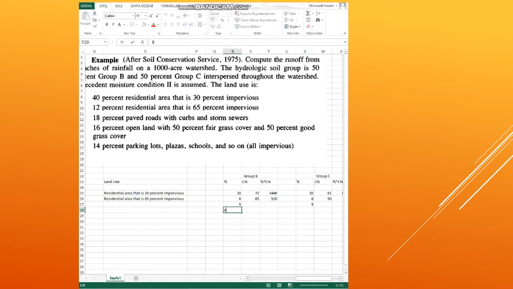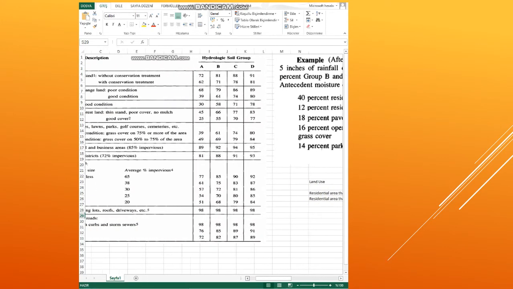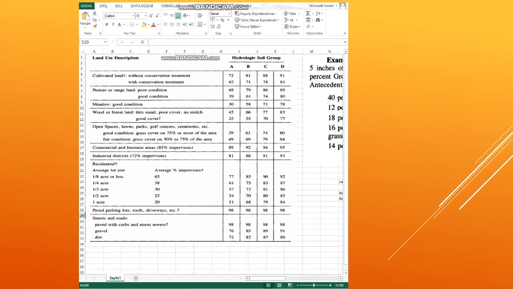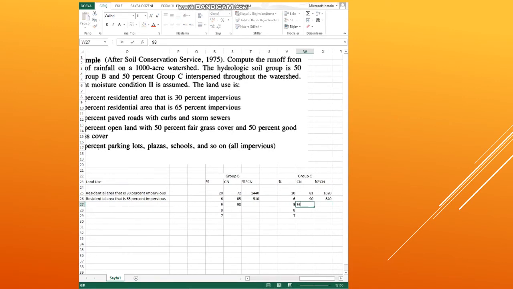16%, so it's going to be 8% here for group C, and 14% is 7% here and 7% here. Then let's go to 18% paved roads, paved with curbs and storm sewers. Both of them are 98, so we are going to plug in 98 here and 98 here.